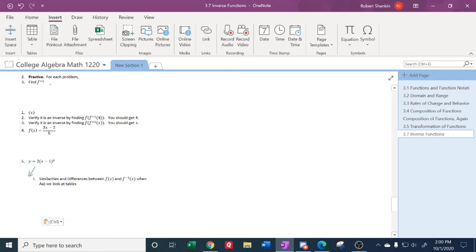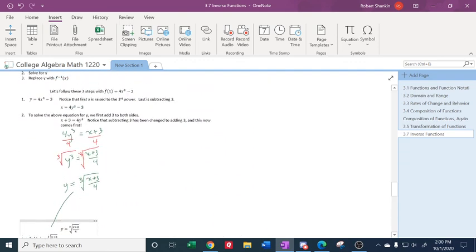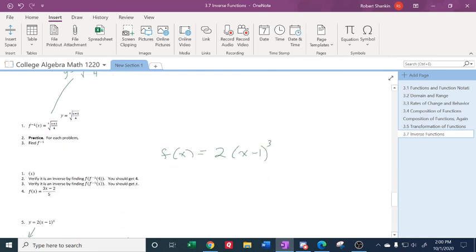Practice for each problem, find f inverse. Suppose f of x is this one, 2x minus 1 cubed. Alright, so it's a bit different than this one over here. And we're going to find f inverse.